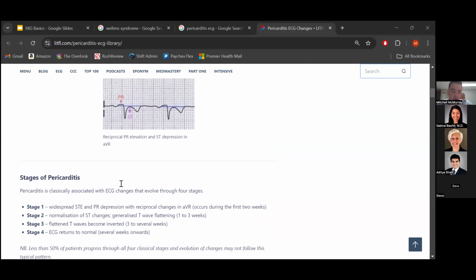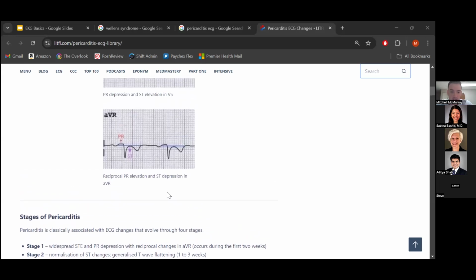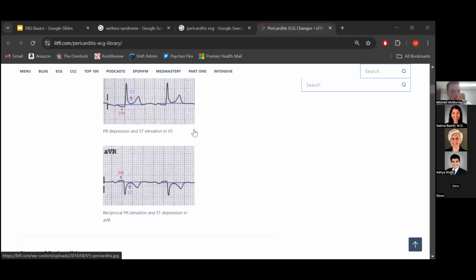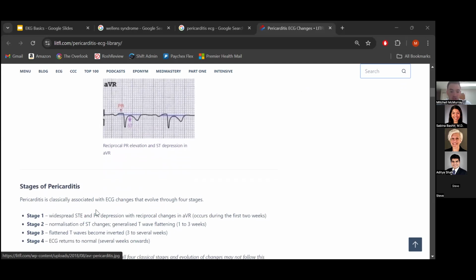And pericarditis goes through stages. Stage 1 is typically ST elevation and PR depressions. So here's your ST elevation, and then your PR depressions. Benign early repol doesn't have PR depressions. Then stage 2, it'll be normal, and then you'll have some inverted T waves in stage 3 or so.